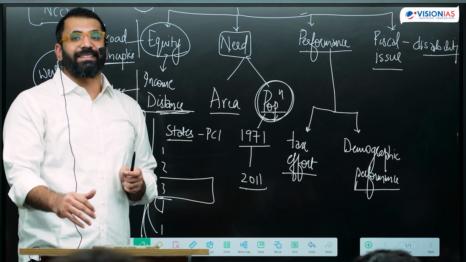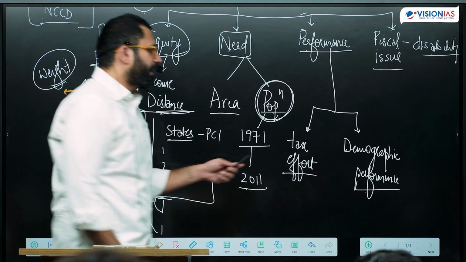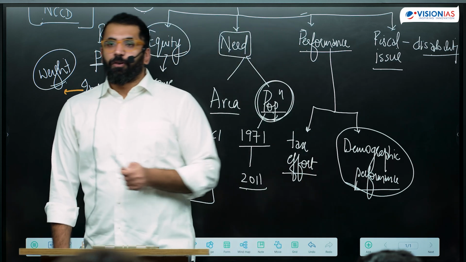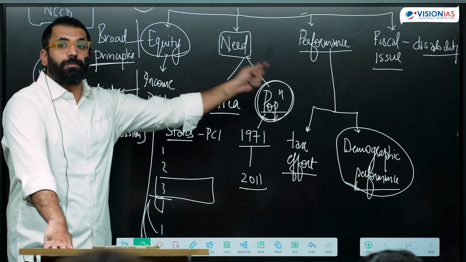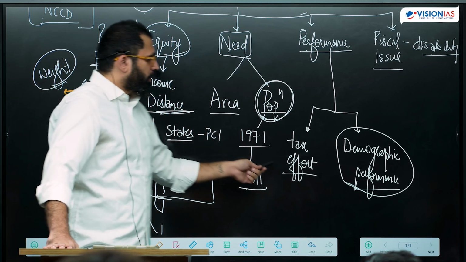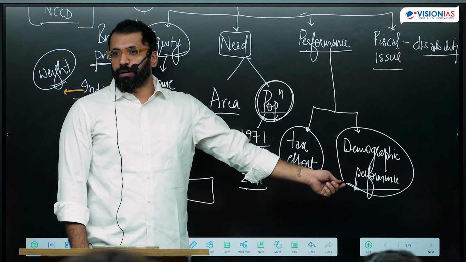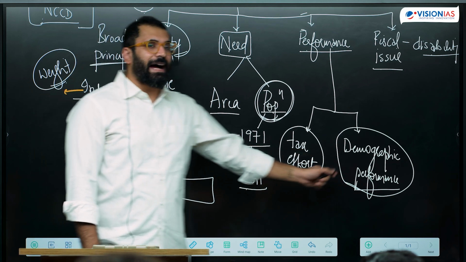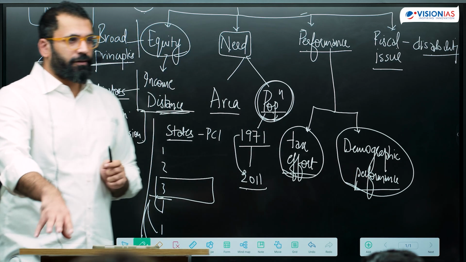So in order to incentivize better performance on population control, they added an indicator which was referred to as demographic performance. So this is how you have to manage need and equity along with performance. Though we are going to give you more funds because you are poor, you can also collect more tax, and you are going to get better funds. Also, if you're trying to control your population, this is how they changed from 1971 to 2011 and introduced an indicator of demographic performance. This was unique to the 15th Finance Commission.